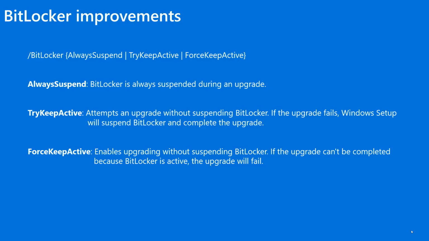And BitLocker has had an update allowing you to perform an in-place upgrade from 1709 up to 1803 without suspending the encryption. Now there are a few parameter switches we can place onto the setup.exe to specify whether to always suspend BitLocker, which is the default behavior currently, attempt to upgrade without suspending, but suspend if we need to, or upgrade without suspending, but fail the upgrade if that doesn't work.